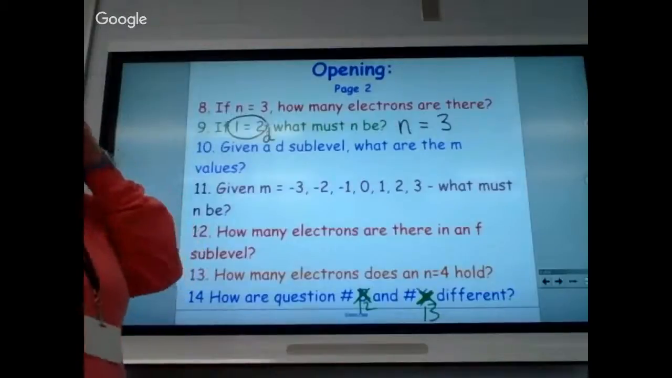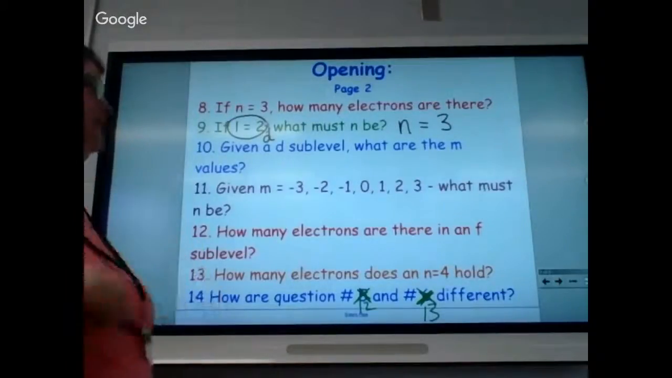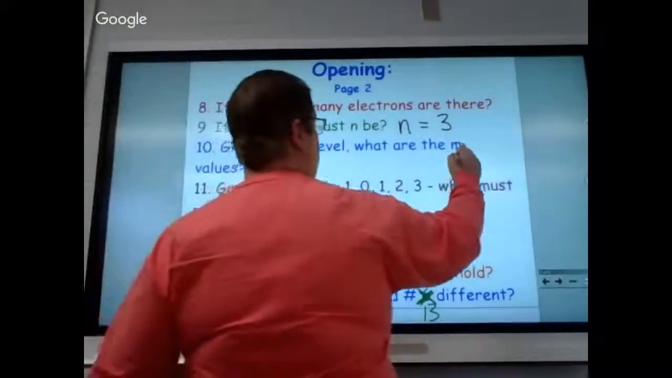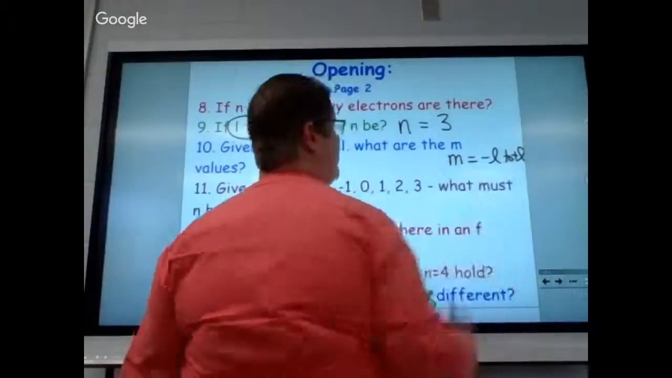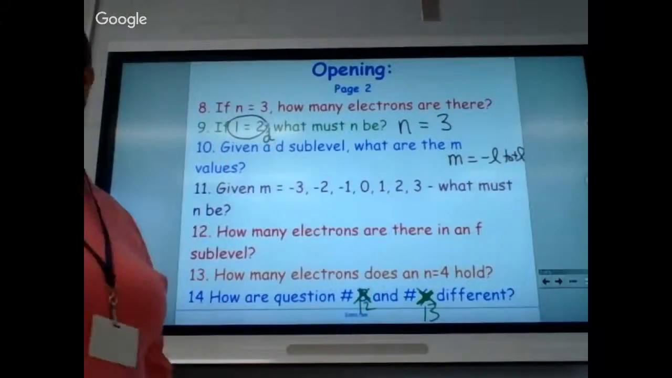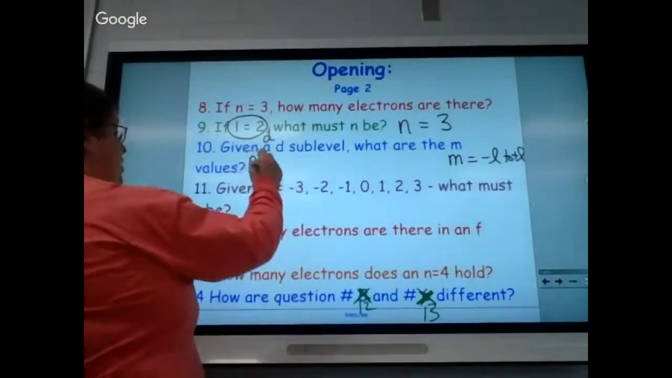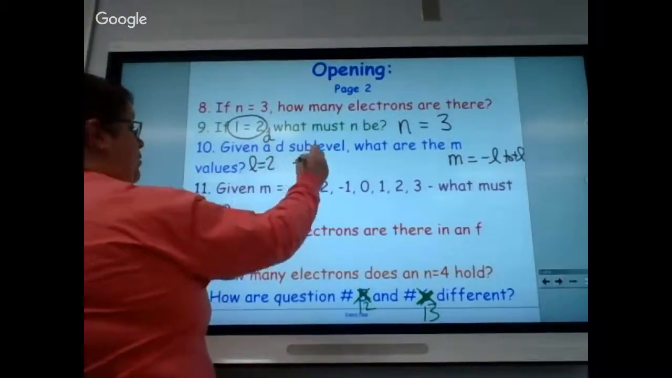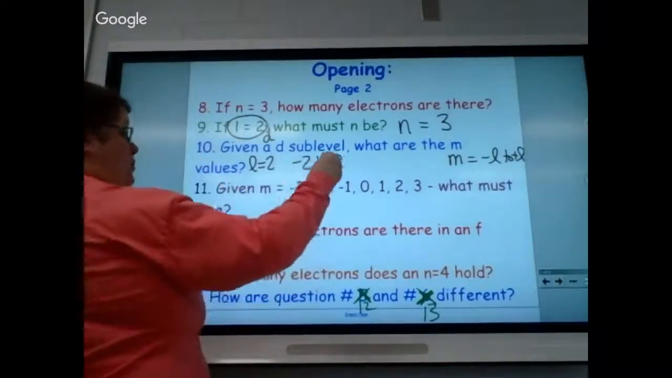Very good. All right. If you have a D sublevel, what are the M values? M is minus L to positive L, right? So you need to know the L number. You have to know the number that was assigned to D. So what number is assigned to D? It's assigned to 2. So we're going from minus 2 to positive 2. So what numbers are on the number line between minus 2 and positive 2?